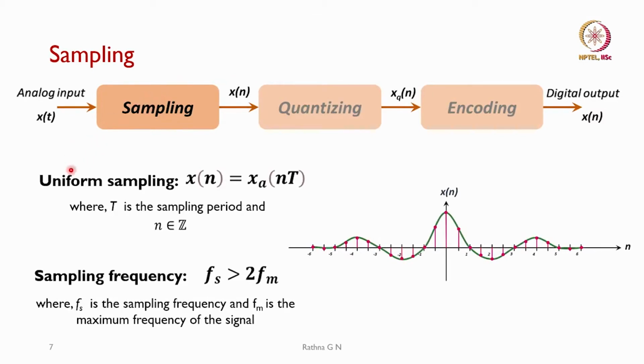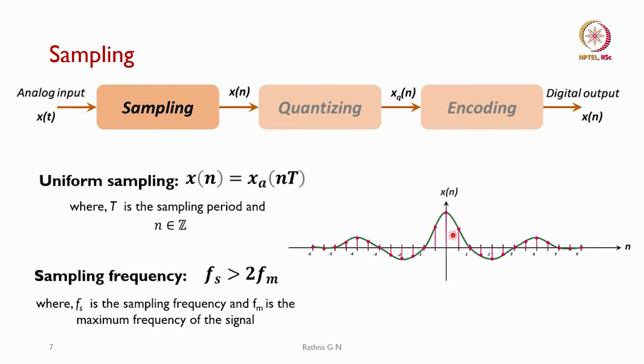We will be seeing what we call uniform sampling, where x of n is the output we want after sampling. For that, it is from the analog signal xa, which is sampled for every n, and T is the period we will be considering. So, T is our sampling period, and n belongs to the integers. And then, when we come to the sampling frequency, how we are going to fix it: Fs is the sampling frequency, and it should be greater than 2 times Fm, where Fm is the maximum frequency present in our analog input.